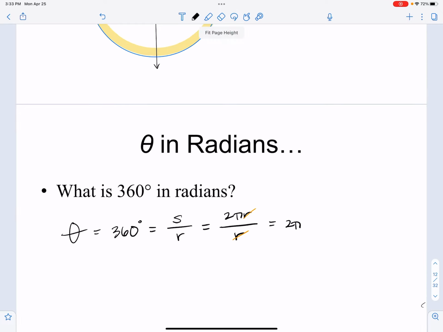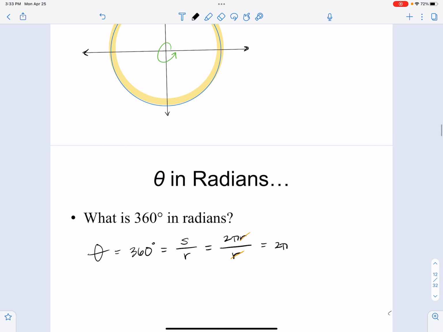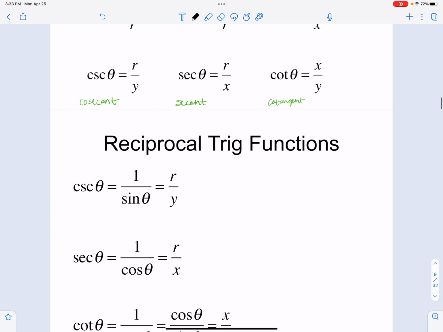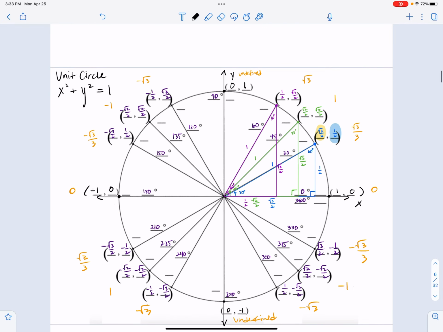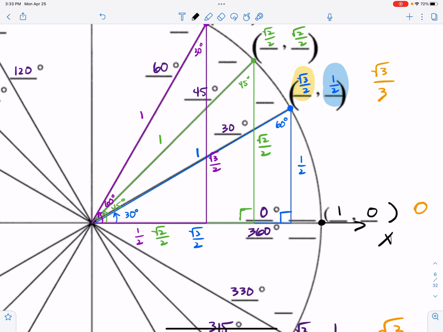So 360 degrees is equal to 2 pi radians. You might see 2 pi radians written out, 2 pi rads, or just 2 pi if nothing's written. That's where it's really important that whenever you want an angle to be in degrees, you need to have the little degree symbol in the upper right corner of the angle. And if you don't see a degree symbol, you're assuming that the angle is in radians.